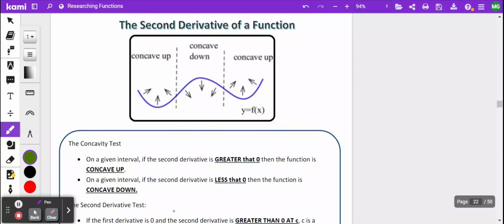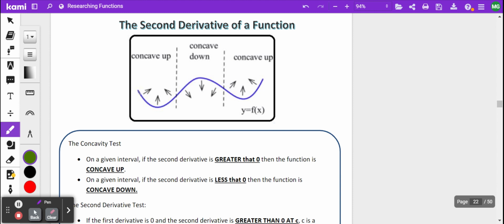Hi everyone. What we're going to be working on in today's video is incorporating what we already know about the first derivative of a function, namely that if the first derivative's value is positive, a function is increasing, and if the value is negative, the function is decreasing. So we're going to incorporate that into what you're about to learn with the second derivative of a function, which will tell us about the concavity of a function.